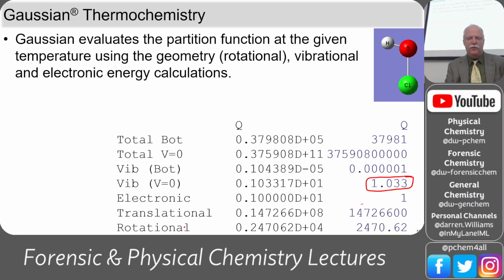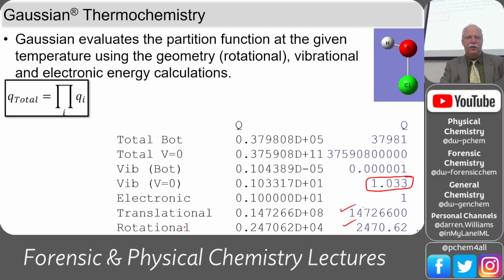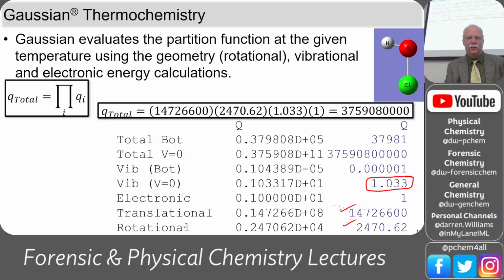Our translation, we did in a previous lecture. We got this number. We did our rotational partition function. We got that number. And so our total is the product of all of these. So if we take 14 million times 2,000 times 1.033 times 1 for the electronic, right here is the electronic, then we get this total. That's what that number is right there. So again, we're showing that the total partition function is the product of all of the others.